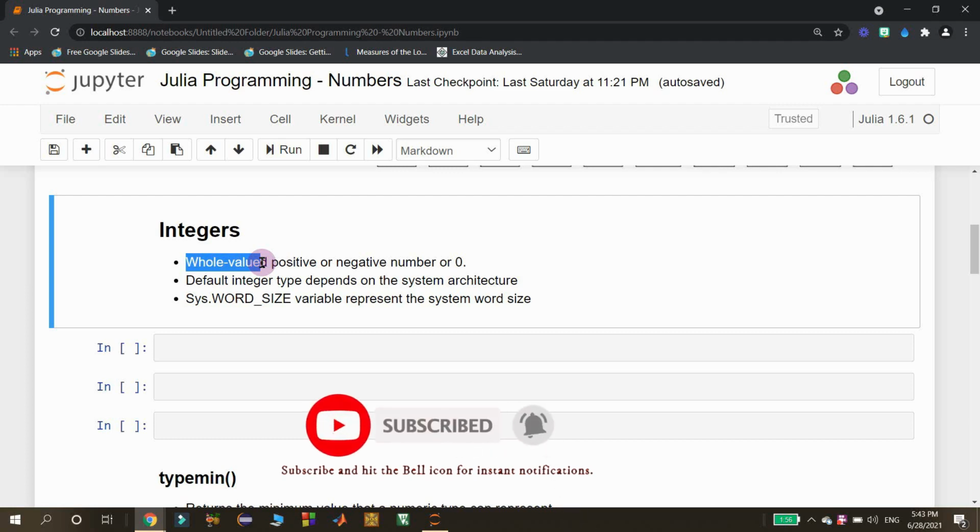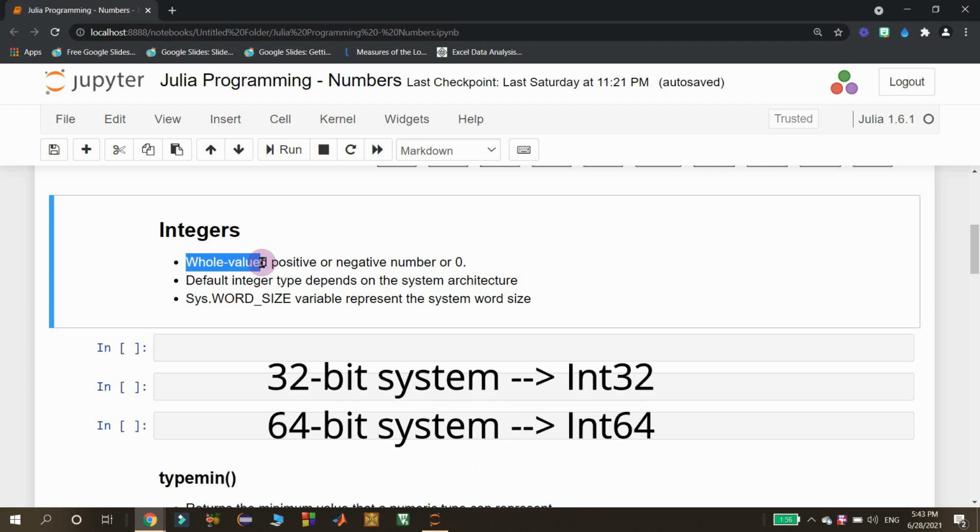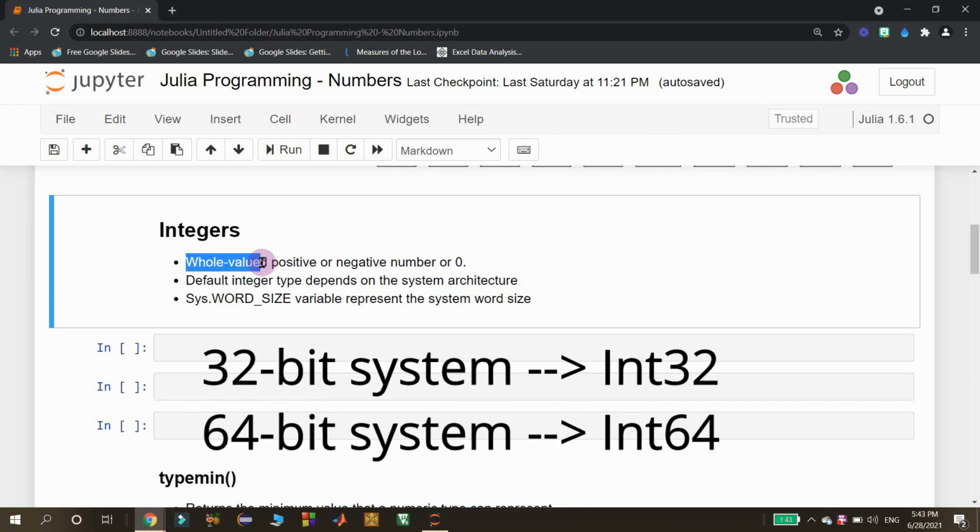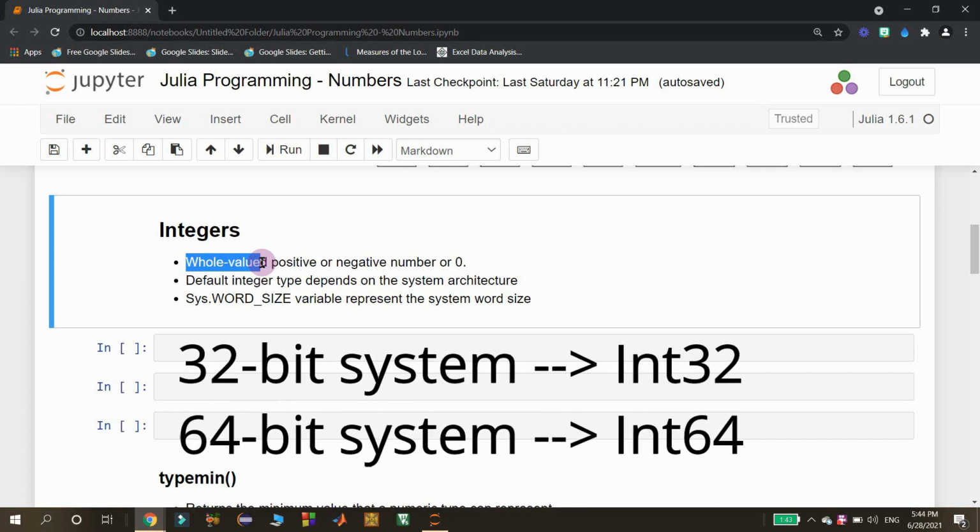Here the default integer type depends on the system architecture. If your system is a 32-bit system, then the default integer type is int32. If the system is 64-bit system, then the default integer type is 64-bit integer, that is int64.